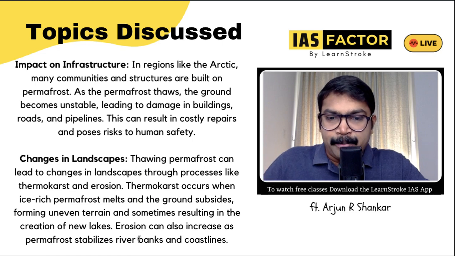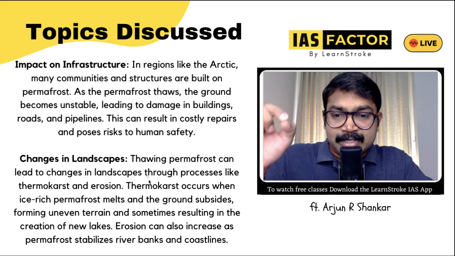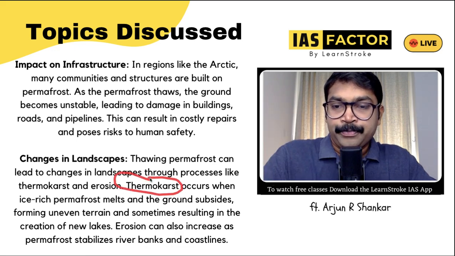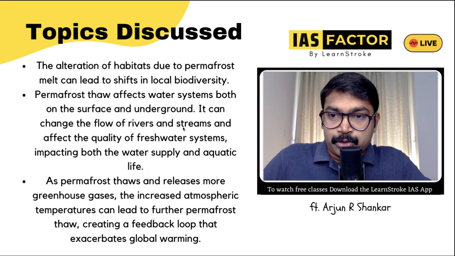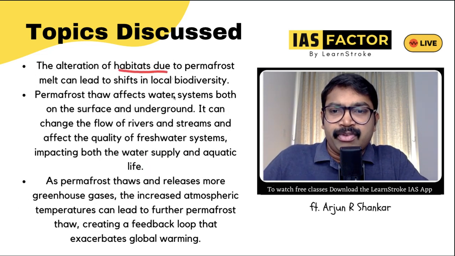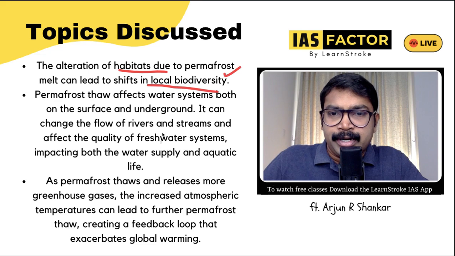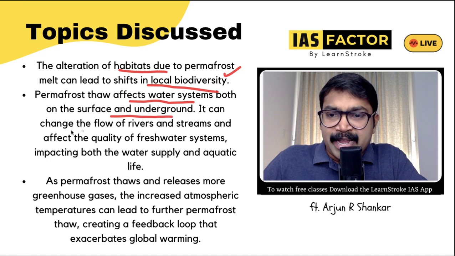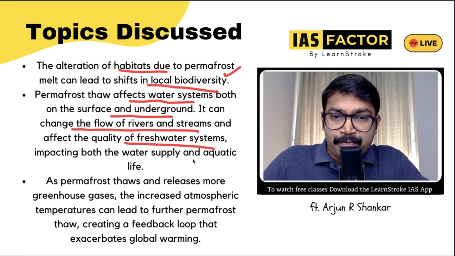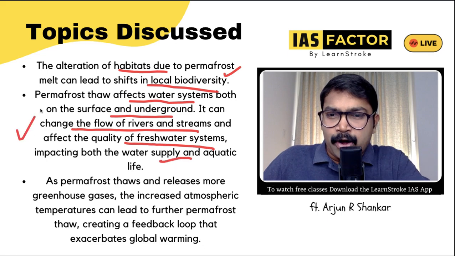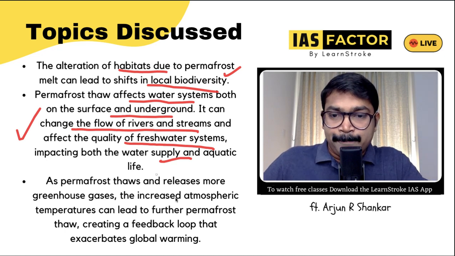And erosion can increase in permafrost areas, riverbanks and coastlines. So definitely understand what is thermokarst. All this can change the landscape also. Habitats and biodiversity will be altered, and it can affect the water system, the underground water system. It can change the flow of rivers and streams, affect the quality of fresh water, and impact aquatic life. So a lot of changes: flow of rivers, underground water.